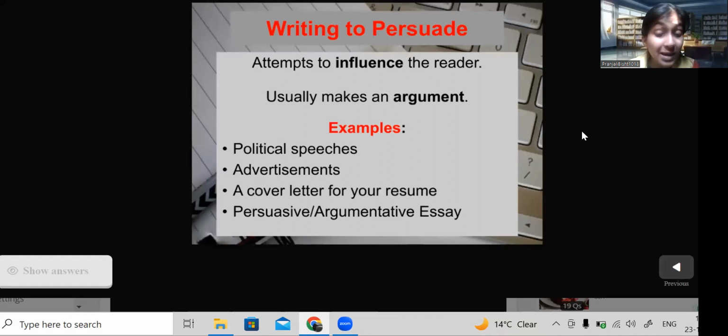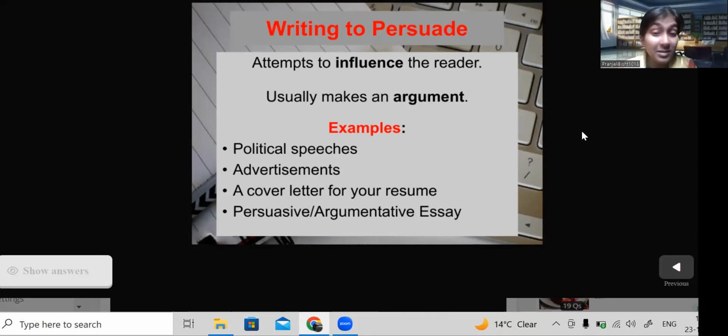Next, writing to persuade. What is persuade? It is to influence, right? It attempts to influence the reader, and usually makes an argument. Why is the writer writing to persuade? The writer is trying to make the reader understand his own perspective, writing anything that he wants you to read. He's influencing you to see his part of the perspective, his part of the story.